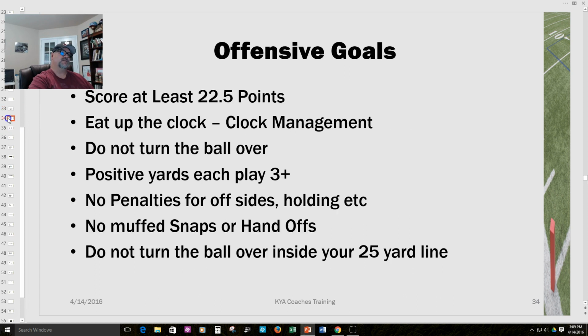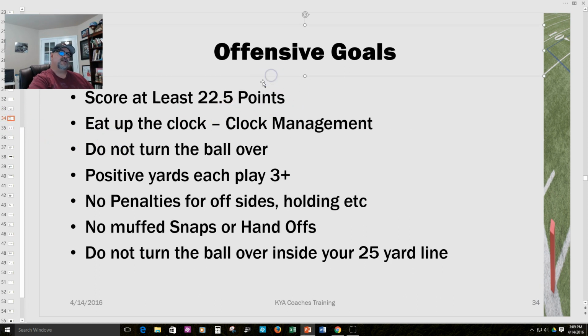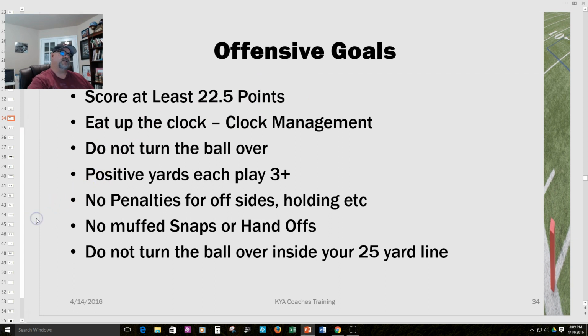Let's move on to the next slide here. Over these 20 seasons I've talked about coaching here, I've kind of come up with some little goals that I like to set on offense. I've found that if I score 22.5 points in a game, 99.9% I win that game. And that's because basically it eats up the clock. It's good clock management. And other teams, it's usually hard to score on my defense.